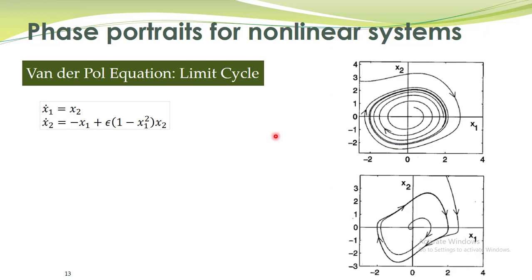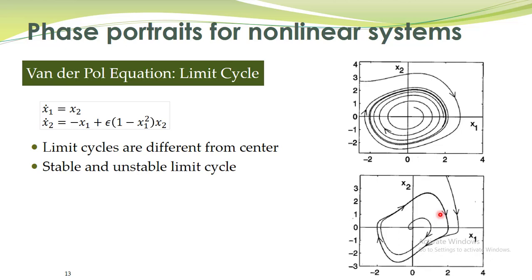This phase portrait is sketched for different values of epsilon. For smaller epsilon, there are oscillations which are closer to sinusoids, and for larger epsilon, these oscillations are significantly different from sinusoids. This one is near to a circle, and this is significantly different from a circle. So for different values of epsilon, these graphs are plotted.